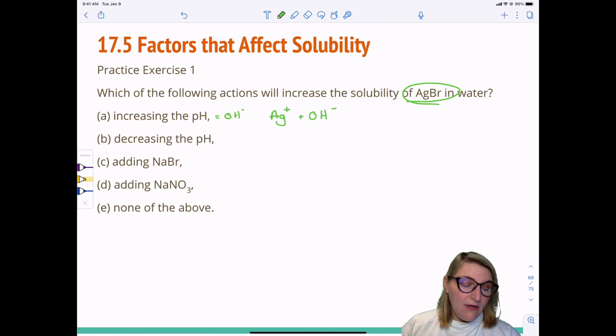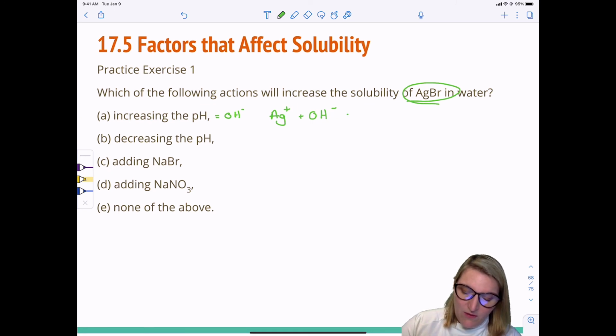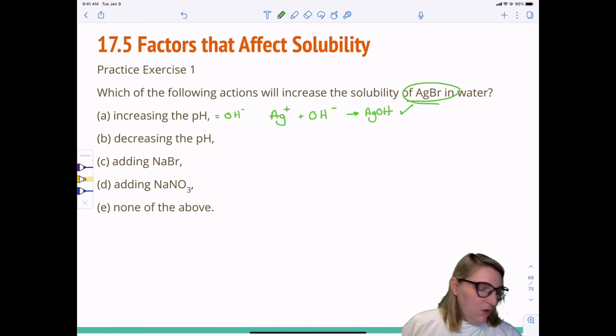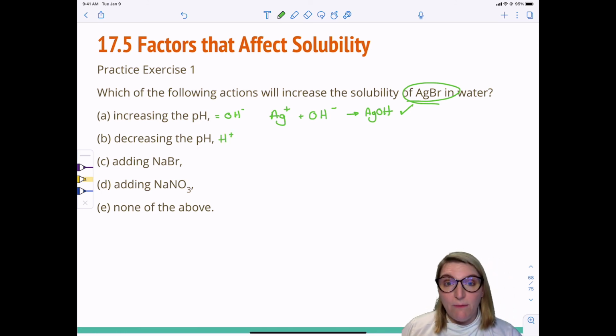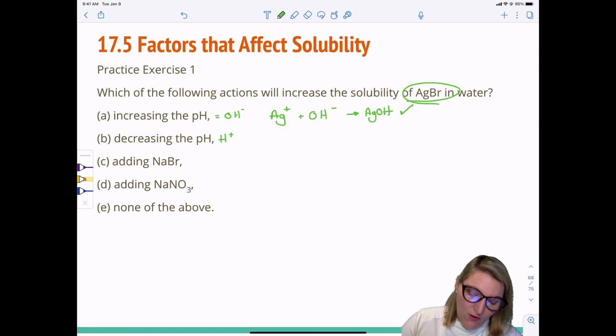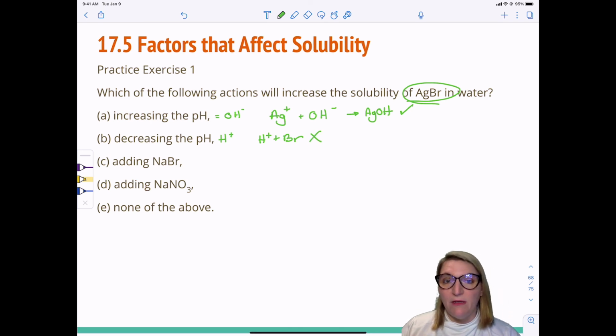Will that react with OH-? Yeah, and therefore it will increase the solubility because it will make AgOH. So this one will work. What about decreasing the pH? That means adding H+. That's a positive ion. So will H+ plus Br-? Nope. That's not going to affect the solubility because HBr is a strong acid.